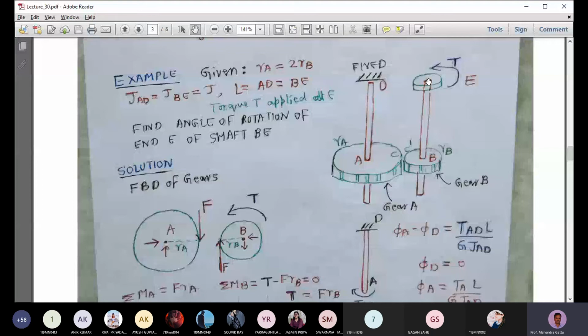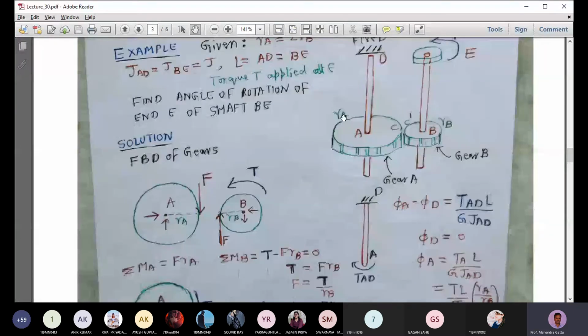So what else is given? The length of AD is given as L, and the length of B is given as L. The J for this shaft AD is J, and JB is also J. The torque applied is T, at E. So we want to find what is the angle of rotation of the end of the shaft B. Okay, so what do we do here? One more thing is given. Radius RA is twice radius RB.